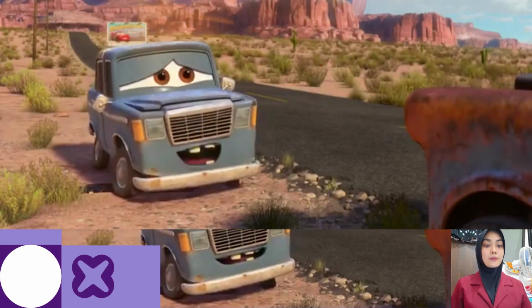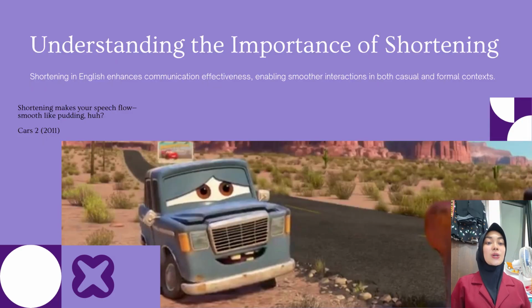Okay, so this dialogue is from the film Cars 2, 2011. The dialogue is "Smooth like pudding, huh?" Shortening makes your speech flow smooth like pudding. It demonstrates how shortening can make speech smoother and more natural.